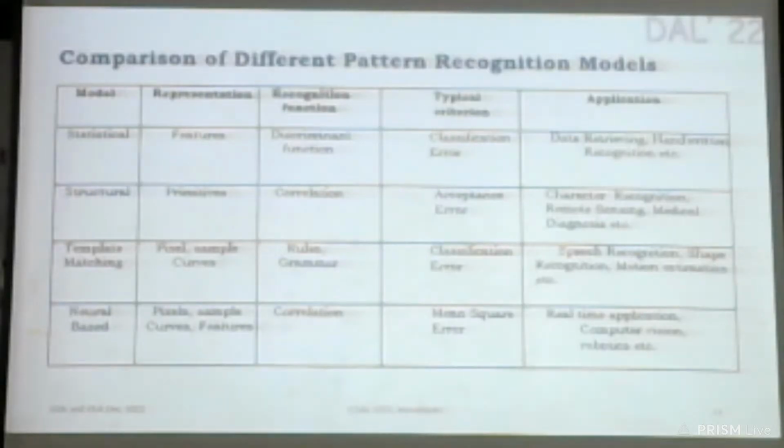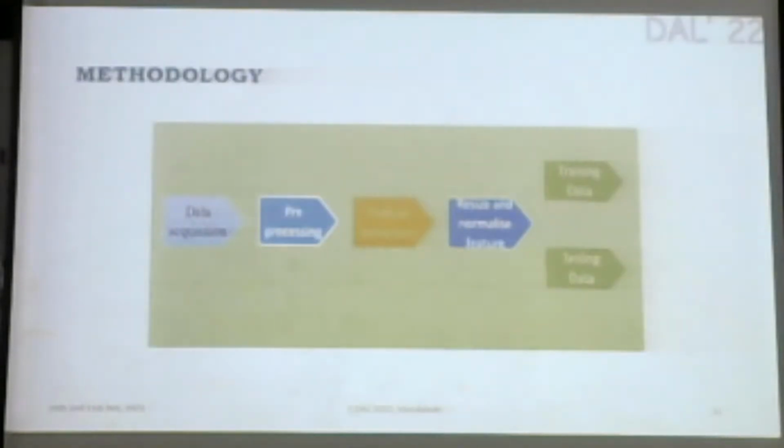So this table shows the comparison of different pattern recognition models. Every model has disadvantages. These are used based on the application areas, like statistical is used for data retrieval purposes, structural is used for character recognition purposes. So every model is used depending on the different task. This is the slide we are going to present.